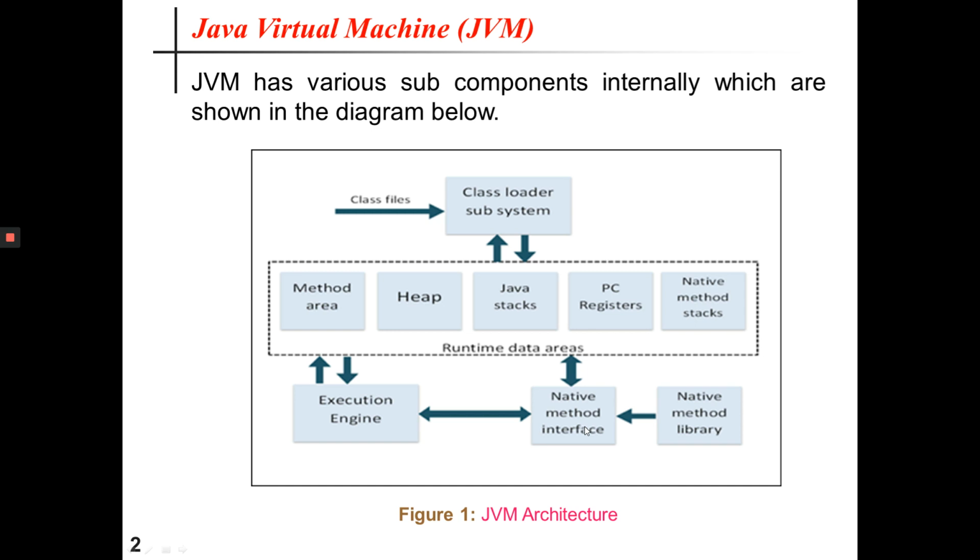Then I'll be moving to the fourth subcomponent, that is native method library. So basically, as I already told before, it is basically having the native libraries information that is written in other programming languages like C or C++. So the last or the fifth component of JVM is execution engine. The execution engine contains interpreter and just-in-time compiler, that is called the JIT compiler, which converts the bytecode into machine code.